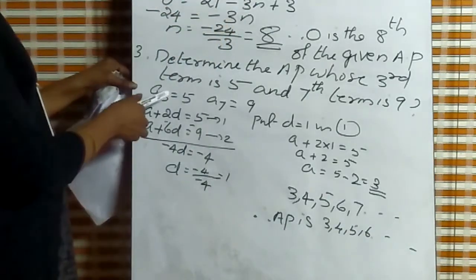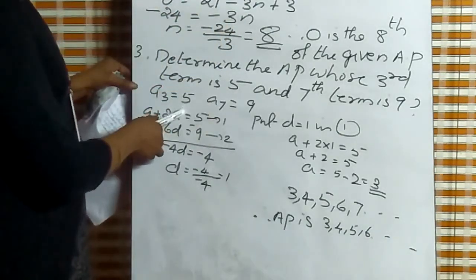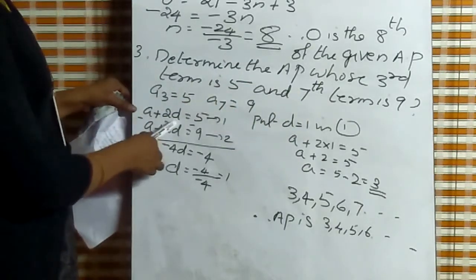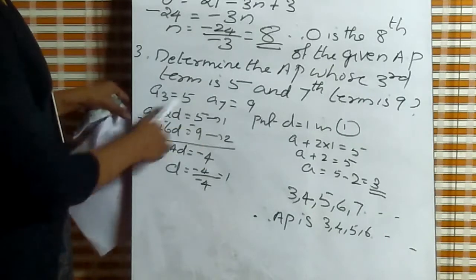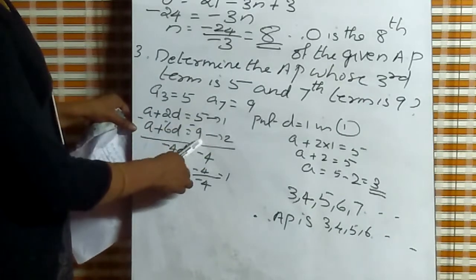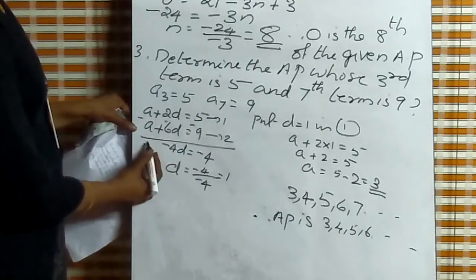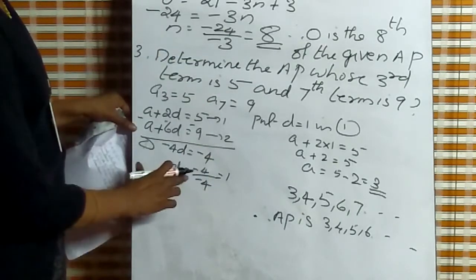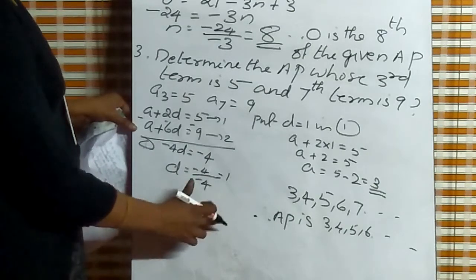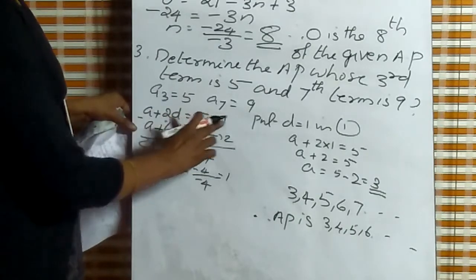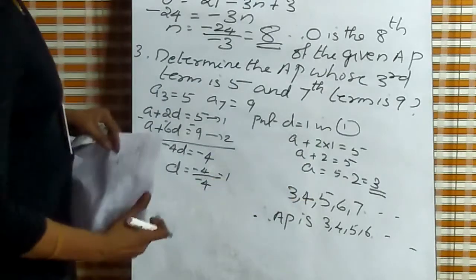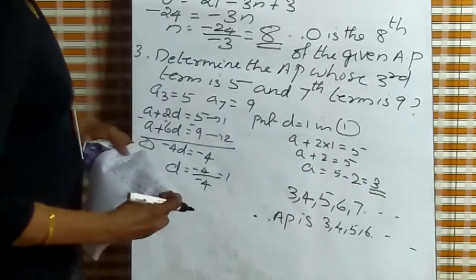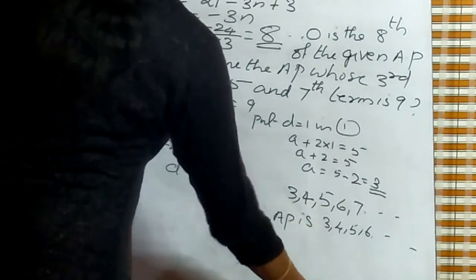Listen once more. Given third term is 5, A3 is equal to 5. Seventh term is 9, A7 is equal to 9. A3 means A plus 2D is equal to 5, equation 1. A7 means A plus 6D is equal to 9. Subtract. A cancelled. Minus 4D is equal to minus 4. D is equal to minus 4 by minus 4 is equal to 1. Put D is equal to 1 in equation 1. A plus 2 into 1 is equal to 5. So, A is equal to 5 minus 2, 3. Therefore, the AP is 3, 4, 5, 6, 7, etc.